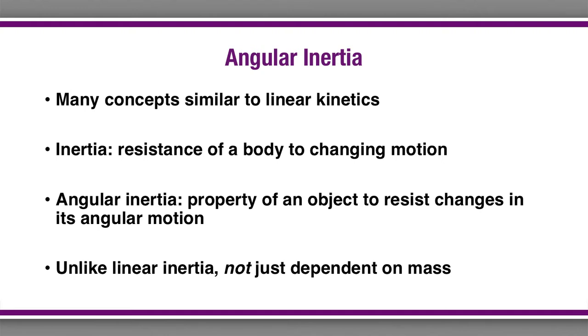So angular inertia is going to contain a lot of the same concepts similar to linear kinetics. Inertia is still the resistance of a body to changing motion. However, angular inertia is the property of an object to resist changes in angular motion. So it's unlike linear inertia in that it's not solely dependent on an object's mass.